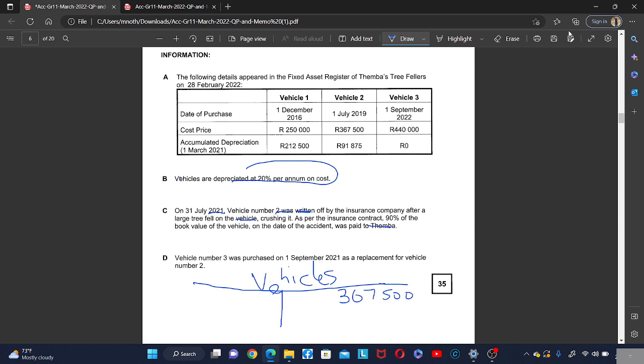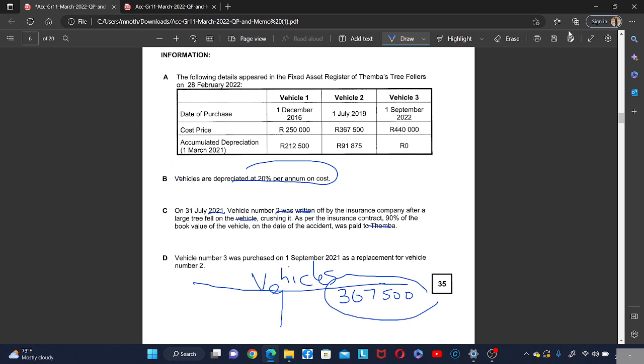Why are we doing this? It's because the vehicle was crushed, so obviously we have to decrease our vehicles to show that this vehicle number 2 is no longer in our business.